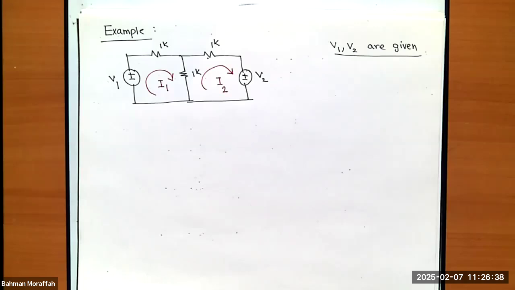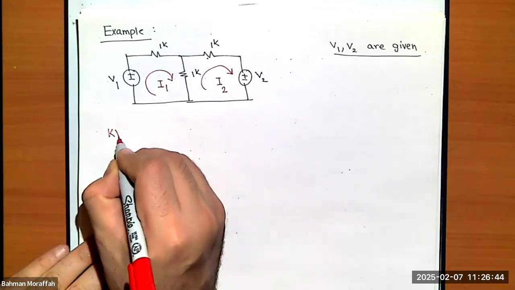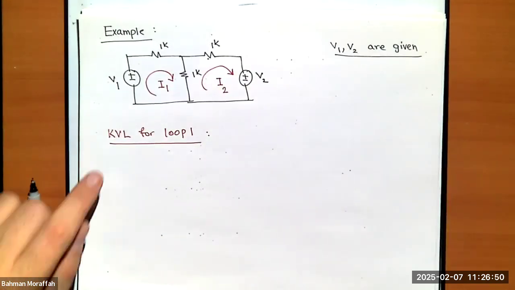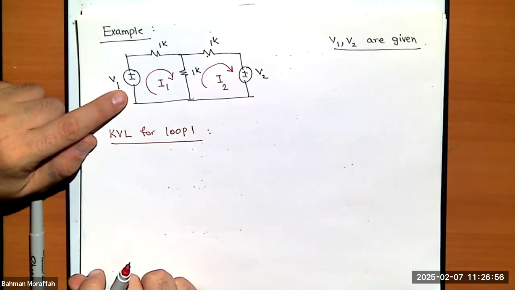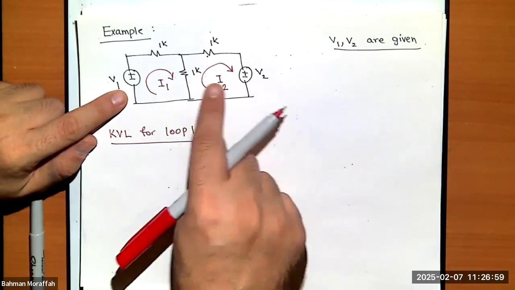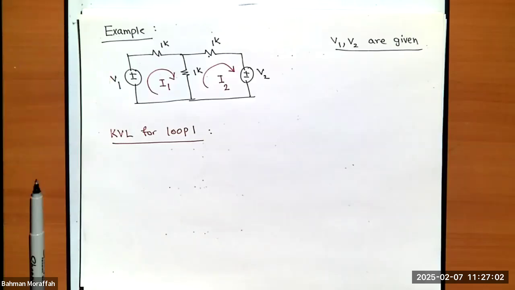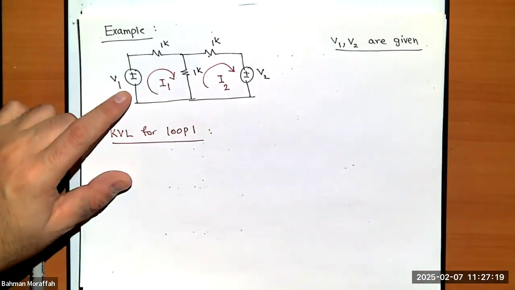What is the second step? Let's write a KVL for every single loop that I have. So let's write a KVL for loop 1. Let's start from here. I'm going clockwise here. Does it matter what direction I choose? No. You can go counterclockwise. You can assume one of them is clockwise, the other counterclockwise. But as soon as you decide, you've got to stick to that direction. You cannot change it in the middle. For this problem, I chose clockwise, so I'm going this direction.